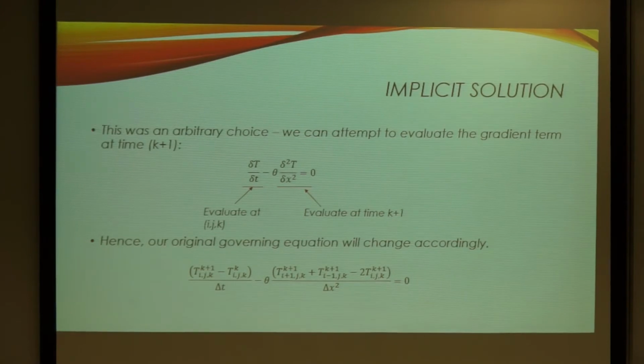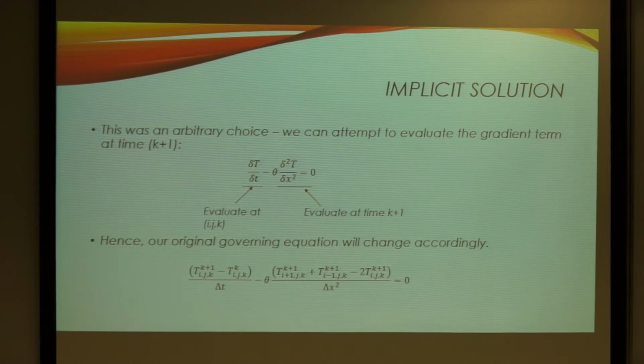We made an arbitrary choice to evaluate that gradient at time k. Instead now, we're going to attempt to evaluate it in terms of the temperatures at time k plus 1. So the left-hand side hasn't changed. We're still T of k plus 1 minus T of k. That's still a forward difference. But on the right-hand side, you can see the form is still the same. We still have T to the right, plus T to the left, minus 2 of T in the middle. But all of these k's are k plus 1. They're based on the new temperatures.